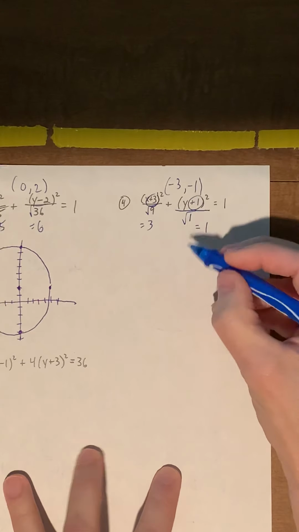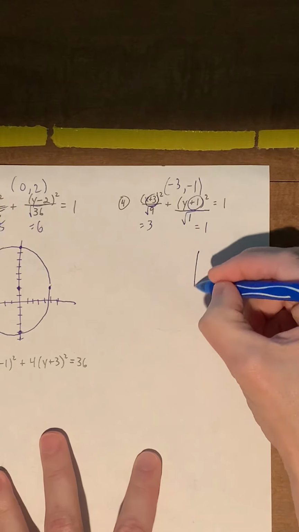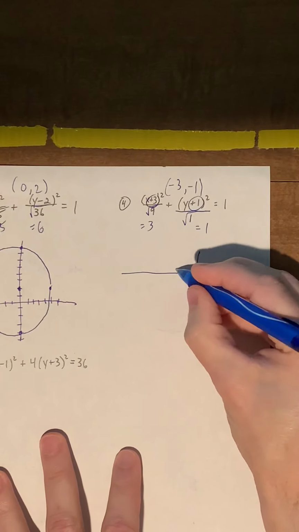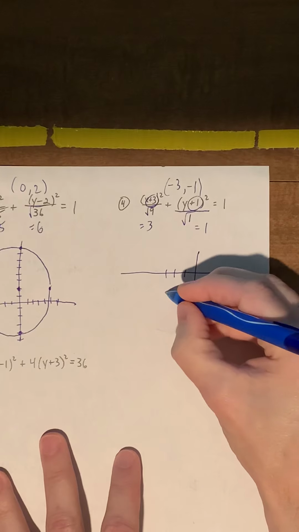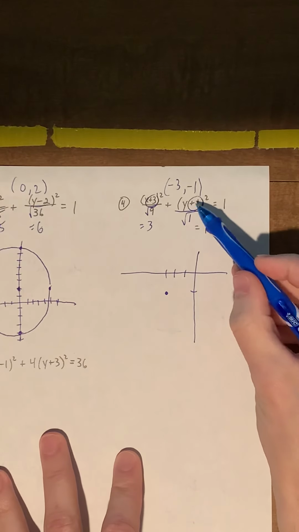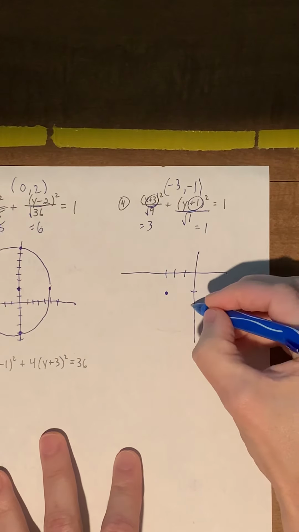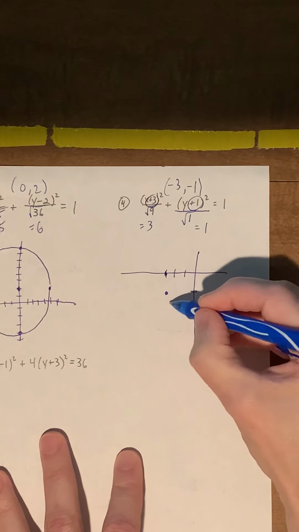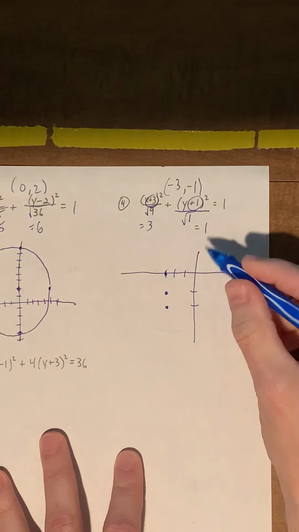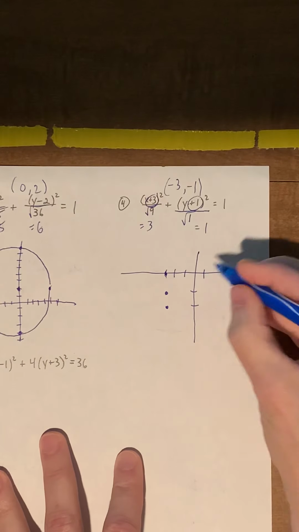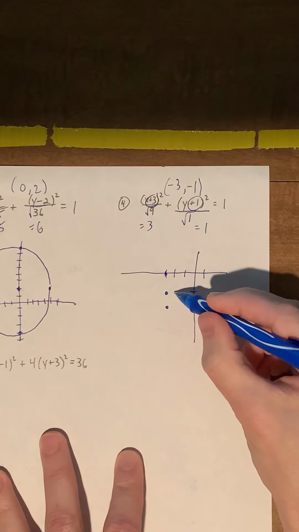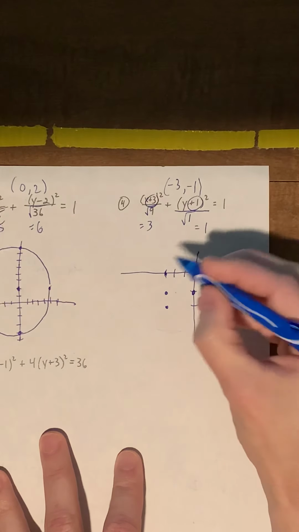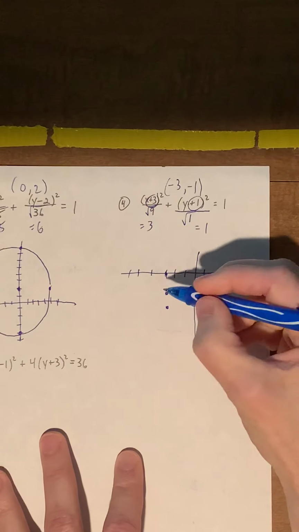Center at -3, -1, so that would be quadrant 3. So -3, -1, center point here. And in the Y direction, up and down 1. So up 1, down 1. X direction 3. Center point 1, 1, 2, 3. And 3 to the left.